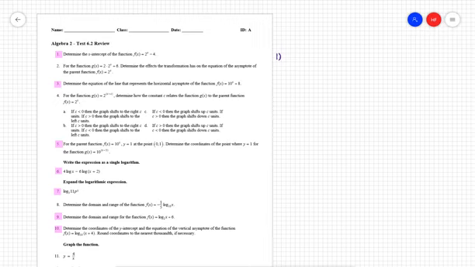So number one, it says to determine the x-intercept of the function. Whenever we're finding an x-intercept, that means my y value is going to be 0. So we have 0 equals 2 to the x minus 4, and we want to solve that for x. So we'll add 4. 4 equals 2 to the x. We can make them have the same base, so 2 squared equals 2 to the x, which means x equals 2. So my x-intercept would be (2, 0).